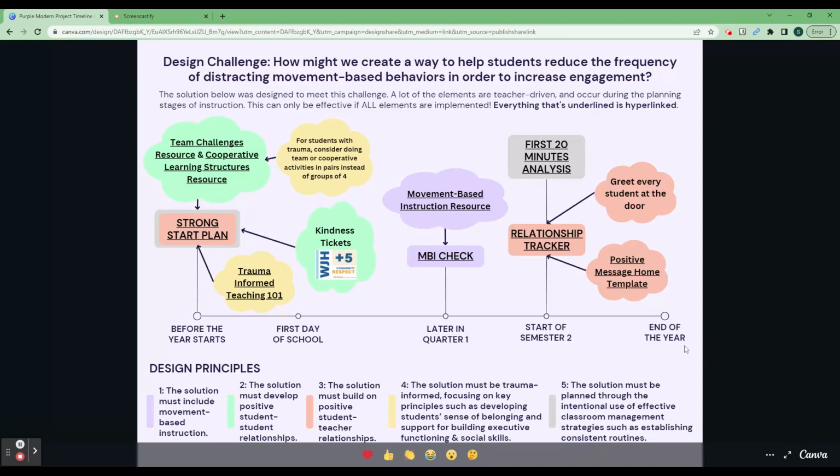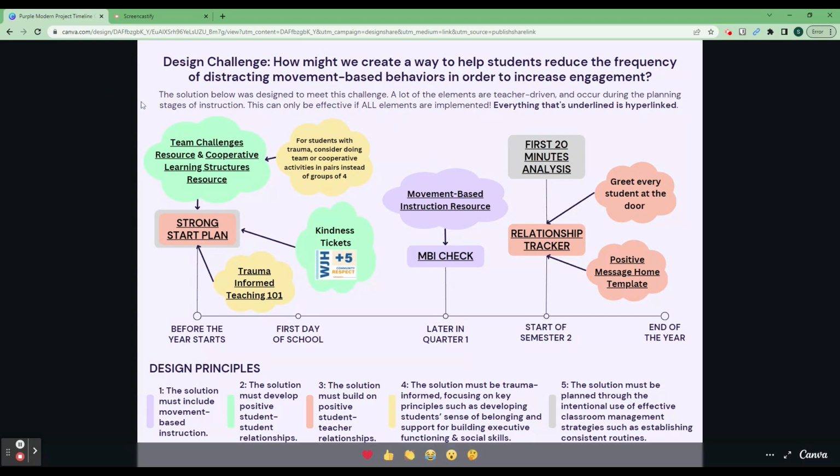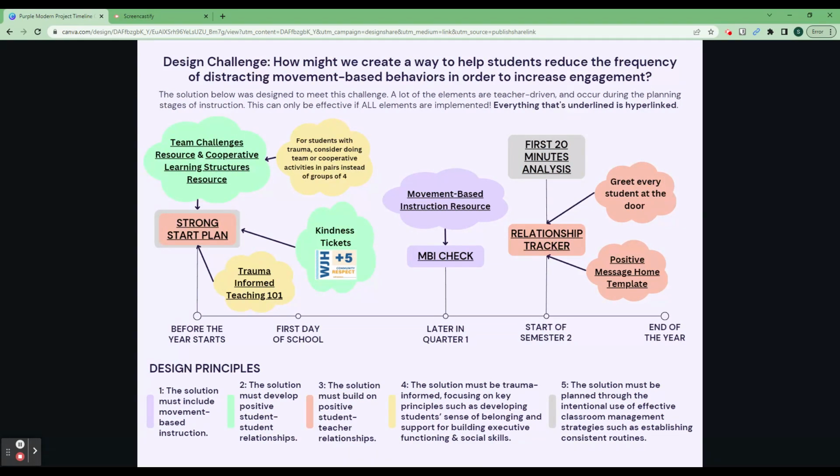So as I walk through the timeline starting before the year starts, know that each of these pieces addresses a different element of the design principle. So this solution was designed to fully meet this challenge, to meet every design principle. A lot of the elements of this solution are teacher driven and many of them occur during the planning stages of instruction. This solution can only be effective if all of the elements are implemented.